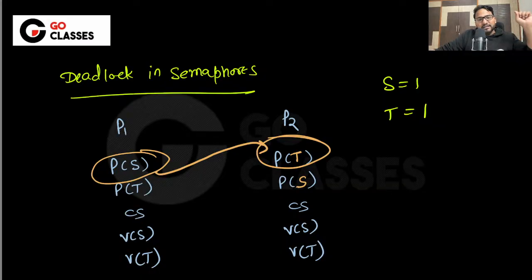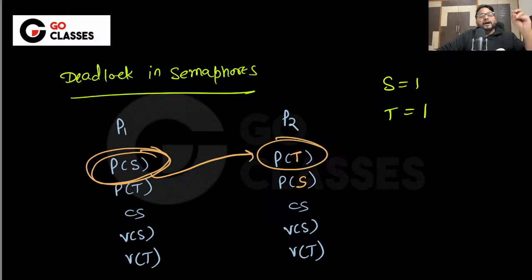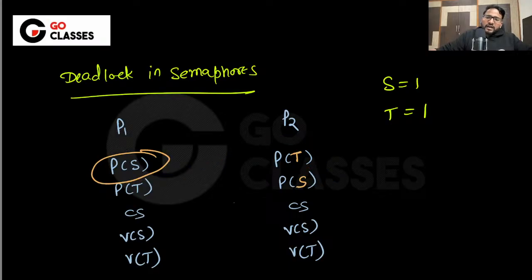Since you can execute it, and then you can preempt it, and then you can execute it, and then you can't execute this also, because P2 is holding the semaphore and P1 is holding S. That's why you can't execute this also. So that's why deadlock is possible here. If the order is like this is S and T and this is T and S, then deadlock is possible.